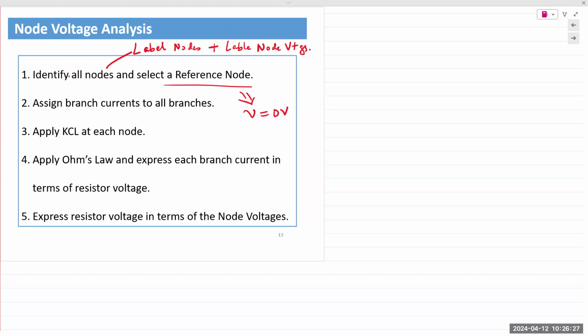Then, this is important. You assume a branch current and you assume a direction for the branch currents. The branch currents are the ones that are flowing through the resistors. Students often forget to do this, and then they skip a step and their entire solution turns out to be incorrect. So this is kind of important. You assign branch currents and you note it in the circuit diagram.